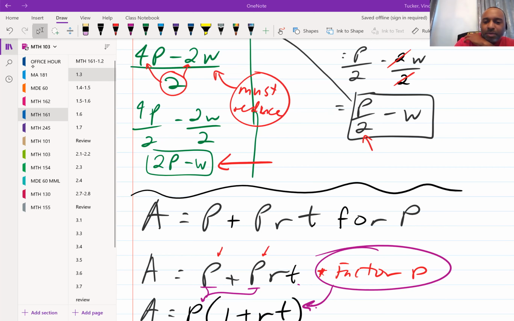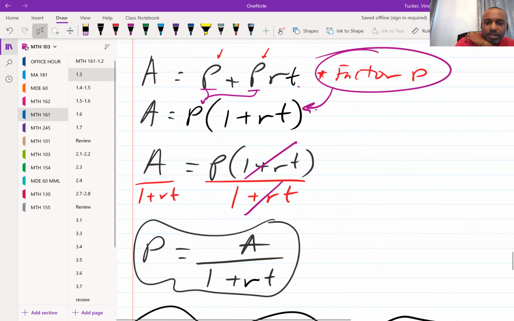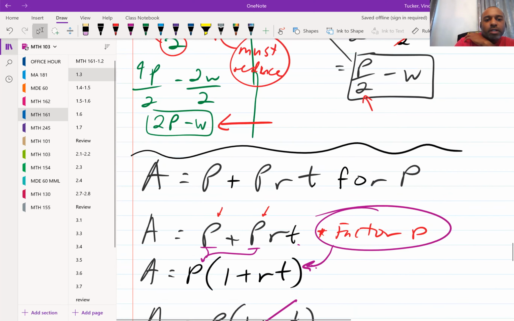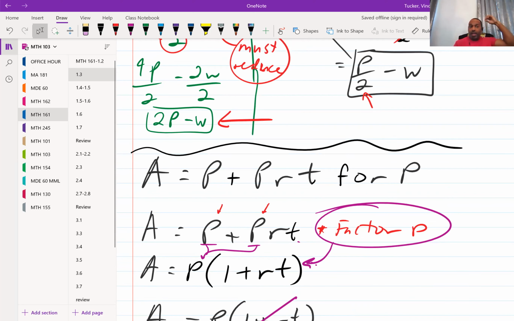All right, so I think we got 2 more just to make sure we are good. Yep, 2 more, and we'll be done with 1.3. So here we have A equal to P plus PRT, and we want to solve for P. Bring that T over.